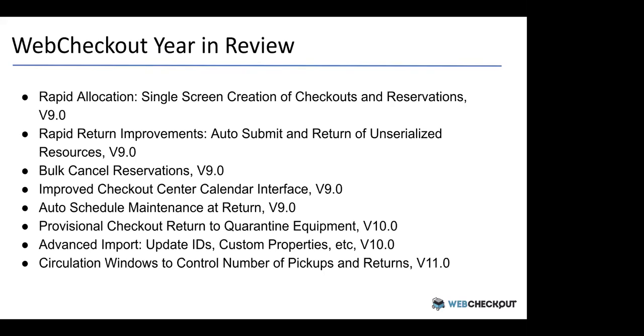Also in version 10, we released advanced imports, which we discussed here today. And then finally, in version 11, we released circulation windows, which we also discussed here today, so that you could better control the return options as well as the number of pickups and returns allowed. Now, reviewing many of these features, you may recognize these as features you either requested or included input on during one of our town halls.